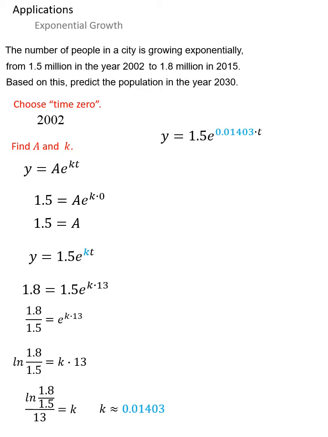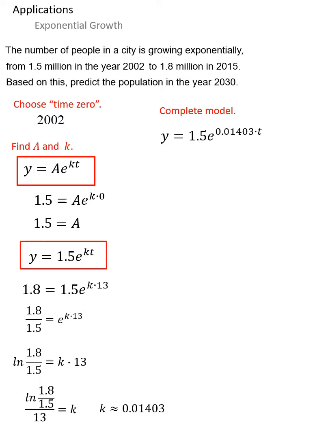Well, what have I done here? I've now found k, so I can plug k into my model. And now I've done something called completing the model. Let's review what we've done here. We started with an exponential growth model. We used some information in the problem, our time 0 information, to find the value of a. Then we used additional information in the problem, something that happened after time 0, to set up a logarithmic exponential equation that would lead us to the completion of this model.